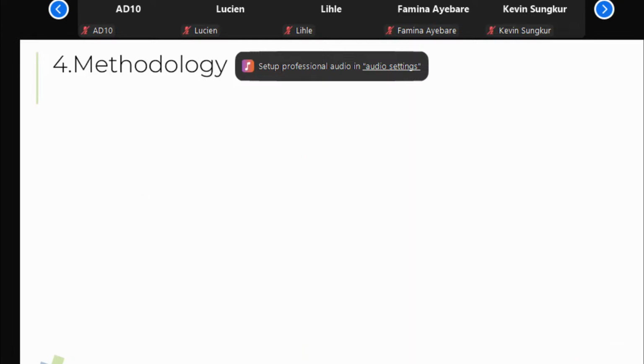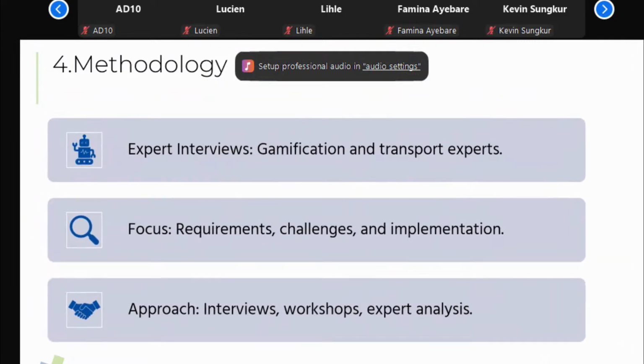Coming to methodology, I interviewed three gamification experts and one transportation system expert. The interviews mainly focused on what requirements we need for this gamification approach, what challenges we have, and how we can implement this theoretical gamification approach in city development planning. This went through online interviews, workshops and expert analysis.